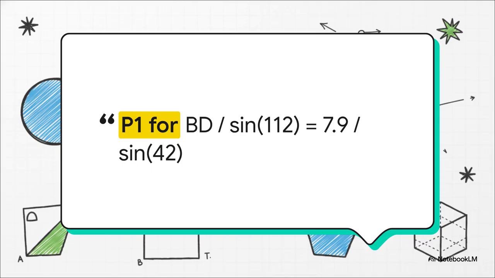The mark scheme explicitly states you get a process mark, a P1, for writing BD over sine 112 equals 7.9 over sine 42. This is a classic textbook application of the sine rule. If we look at the top triangle ABD, we just pair the side we want, BD, with the angle directly opposite it, which is 112 degrees. Then, we set that equal to the side we do know, 7.9, divided by the sine of the angle opposite that guy, which is 42 degrees. Just setting up this ratio, boom, you are on the board.